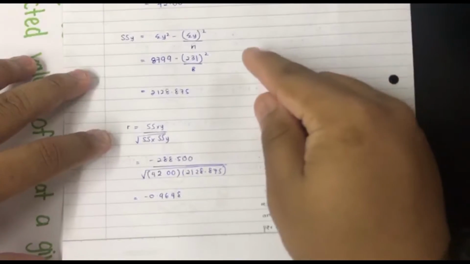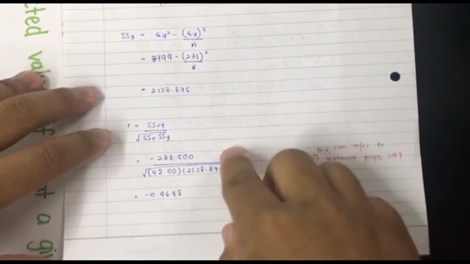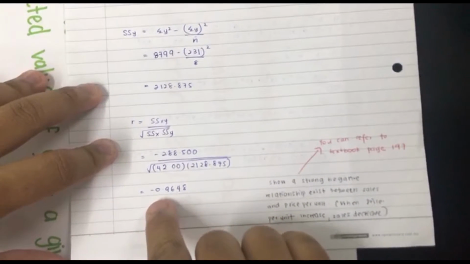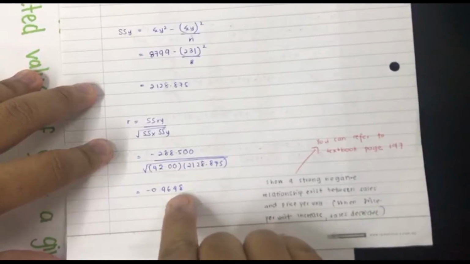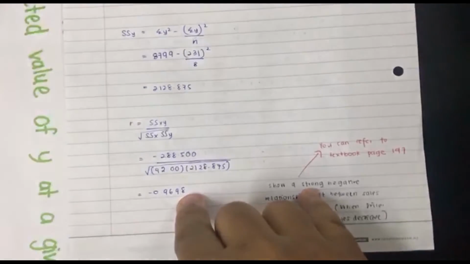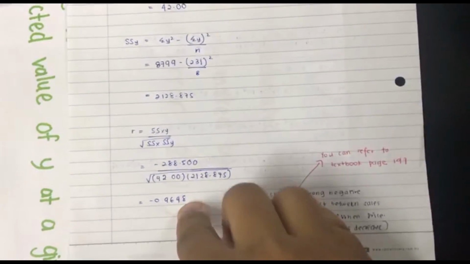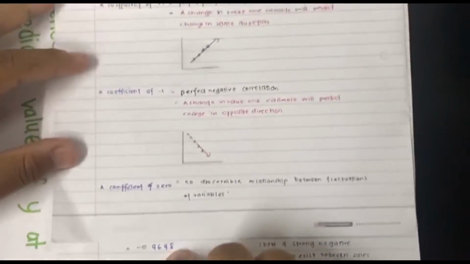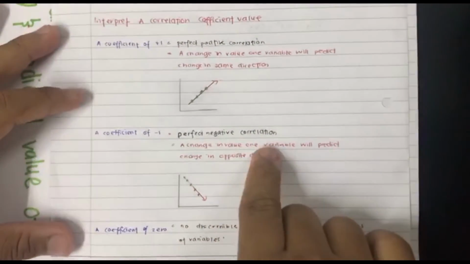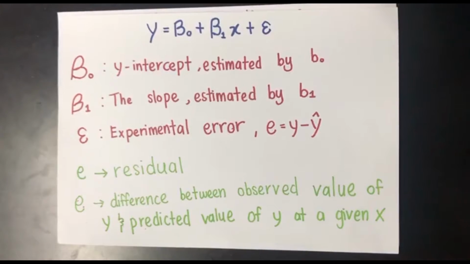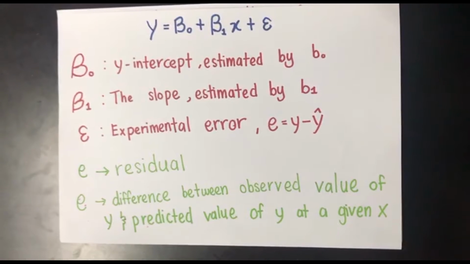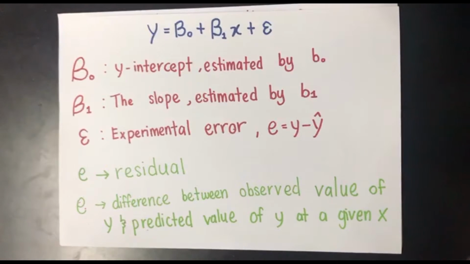Just use the value that we got just now, and we will get the value of R is equal to negative 0.9648. And we can conclude that the R that we know just now is perfect negative correlation. So next is regression. Simple linear regression.